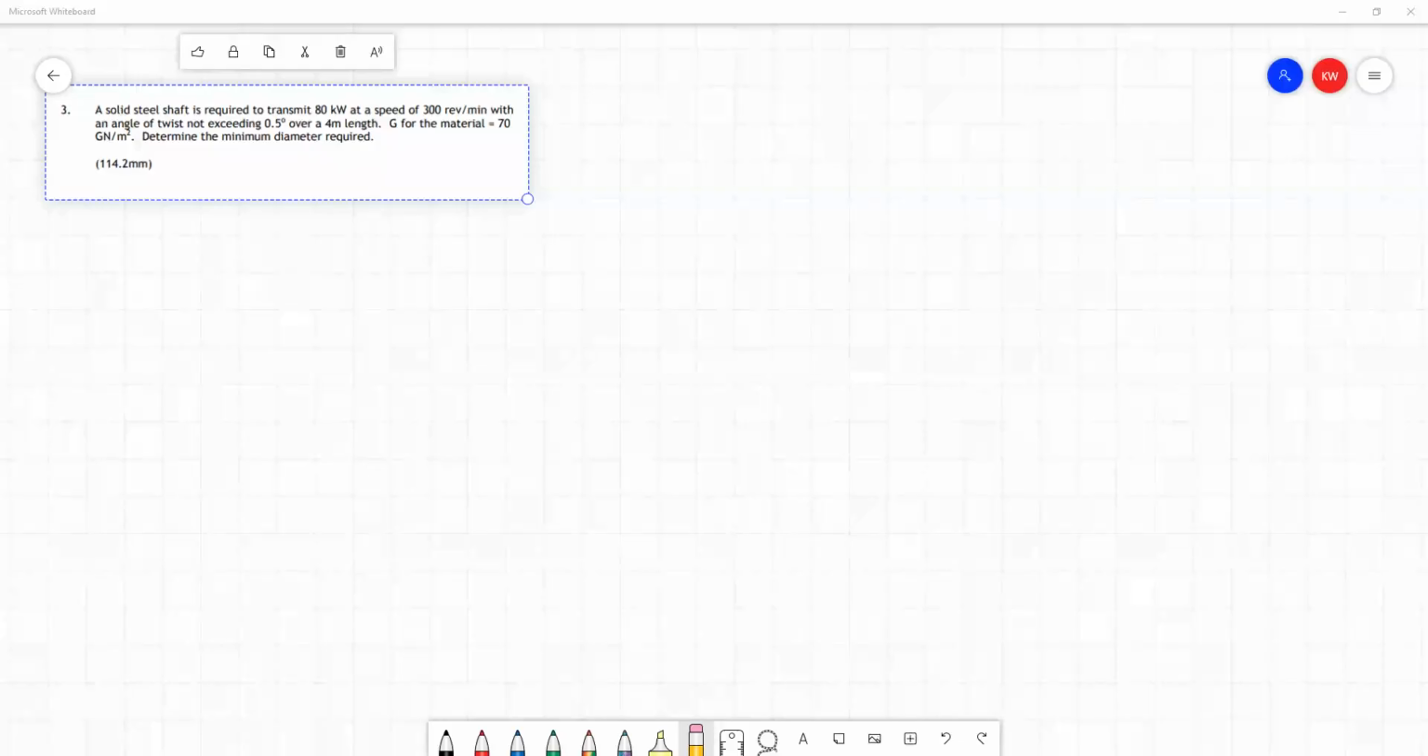In this video, we're going to look at question 3 from the torsion section of the course notes. So that's on page 51. The question is, a solid steel shaft is required to transmit 80 kilowatts of power at a speed of 300 revolutions per minute with an angle of twist not exceeding 0.5 degrees over a 4 meter length. G is given as 70 giganewtons per meter squared, and we're asked to determine the minimum diameter required.